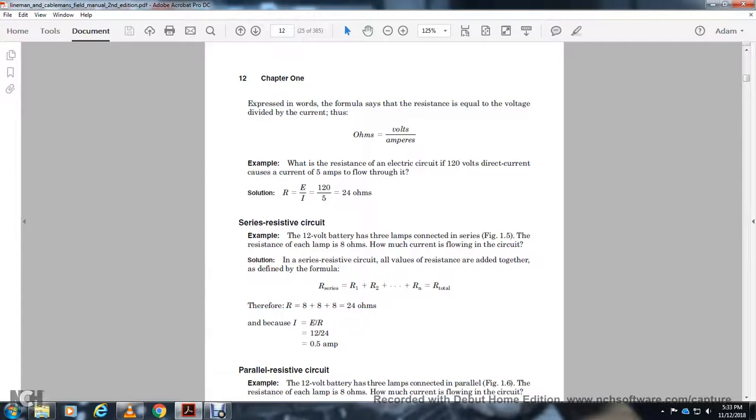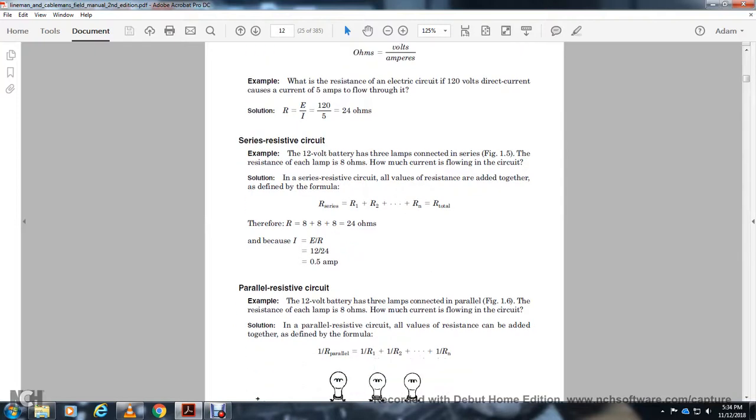Series resistive circuit. A 12 volt battery has 3 lamps connected in series, as in figure 5-15, with a resistance of 8 ohms for each lamp. How much current is flowing in the circuit? In a series resistive circuit, the resistances are added together to find the total: R series is equal to R1 plus R2 plus R3, each R being a resistor's resistance. Therefore, you'd have 24 ohms. Because amps equal volts over ohms, you'd have 12 over 24, which would give you half an amp.